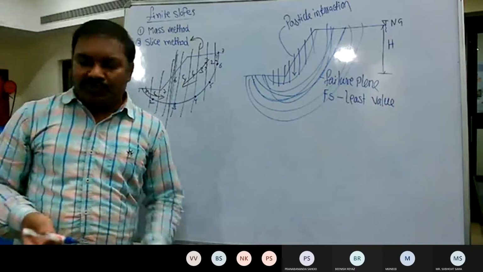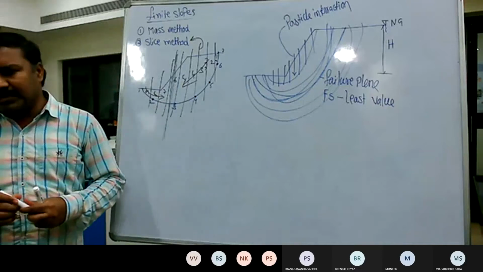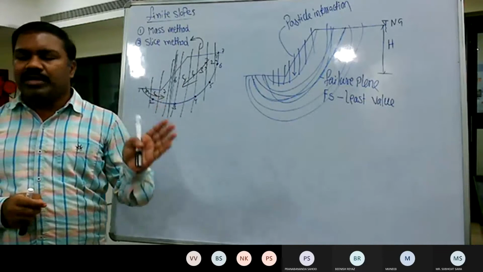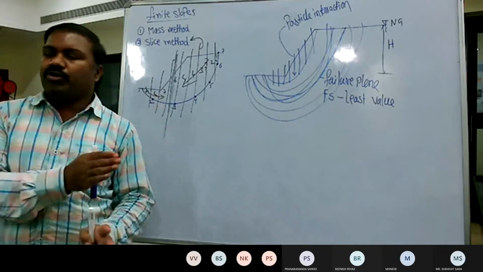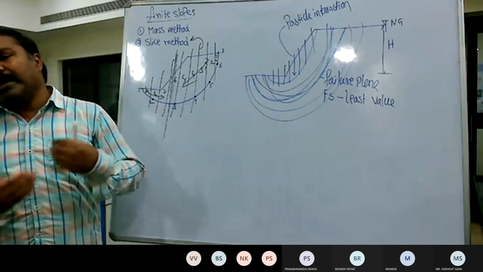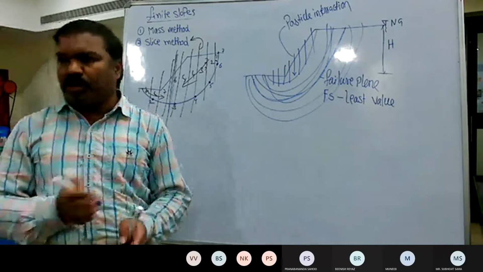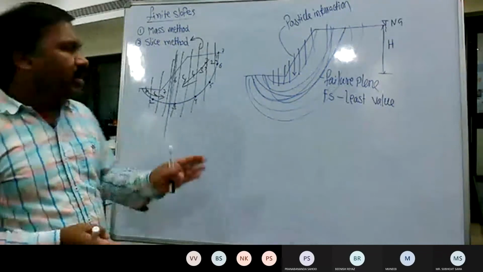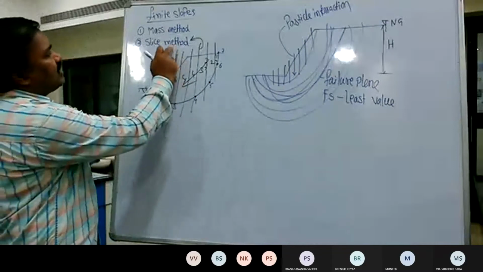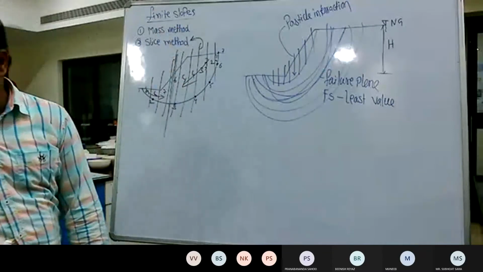That's why, in the method of slices, you have seen some slices acting with positive moment while other slices act with negative moment. Ultimately the combined effect includes both the positive as well as the negative. This is the advantage of the method of slices over the mass method.